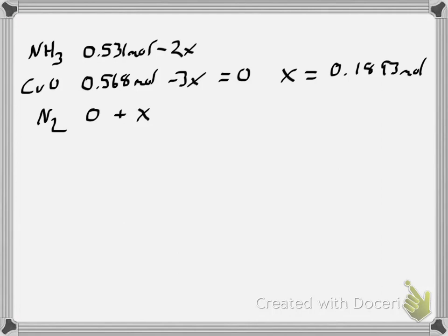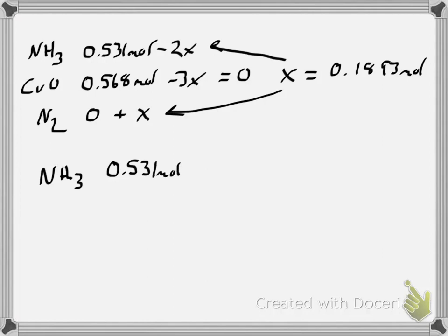Alright, so now we can put that x into these 2 equations and solve for the quantity of ammonia that remains and the quantity of nitrogen that's produced. The NH3 final is going to be 0.531 mole minus 2x, and x we put in as our 0.1893, and solve for that equation, and you come up with ammonia has 0.152 moles remaining, which is equivalent, when you multiply it by the molar mass, to 2.60 grams.